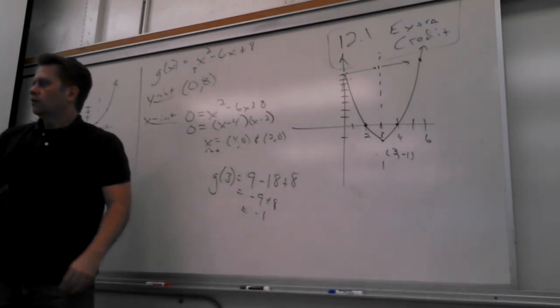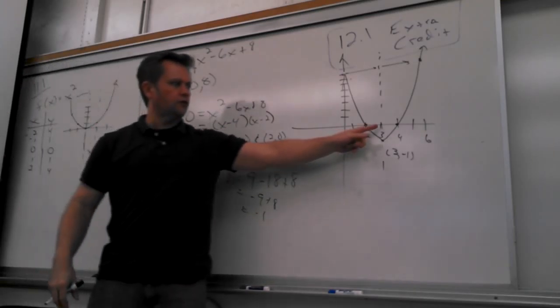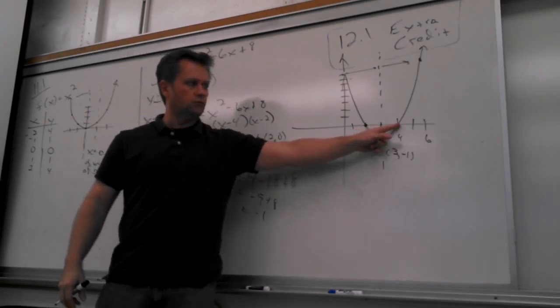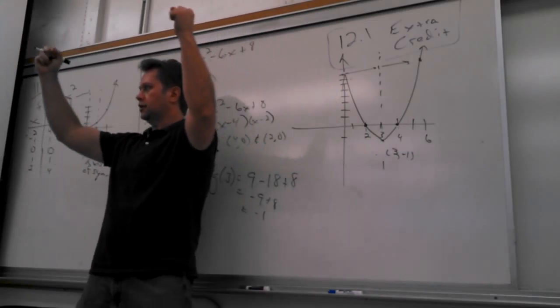Did you just put the 3 in there just for... No, because I knew. Where did 3 come from? 3 is a very important number. 3 is where the vertex has to be, because it's in the middle. So G of whatever is the vertex always? Whatever's in the middle of the two x-intercepts, right? Alright.